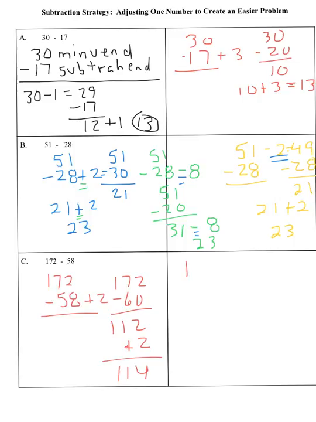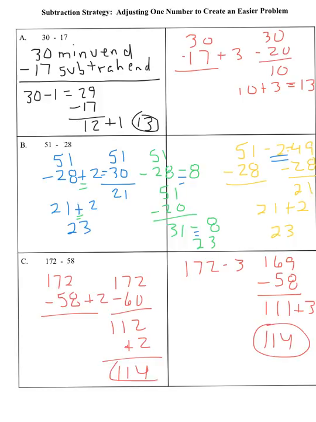Or you might have looked at it this way. 172, maybe you said, I'm going to lose 3, so I could have 169. So when I subtract my 58, I'm left with 111. But remember, if I took away 3, I'm going to have to add that 3 back to my solution. So my difference is 114. Again, those are a few different ways you can look at it. I know for some of you, the minuend and subtrahend might be new terms, but it's just something for us to think about as we're talking about subtraction strategies.